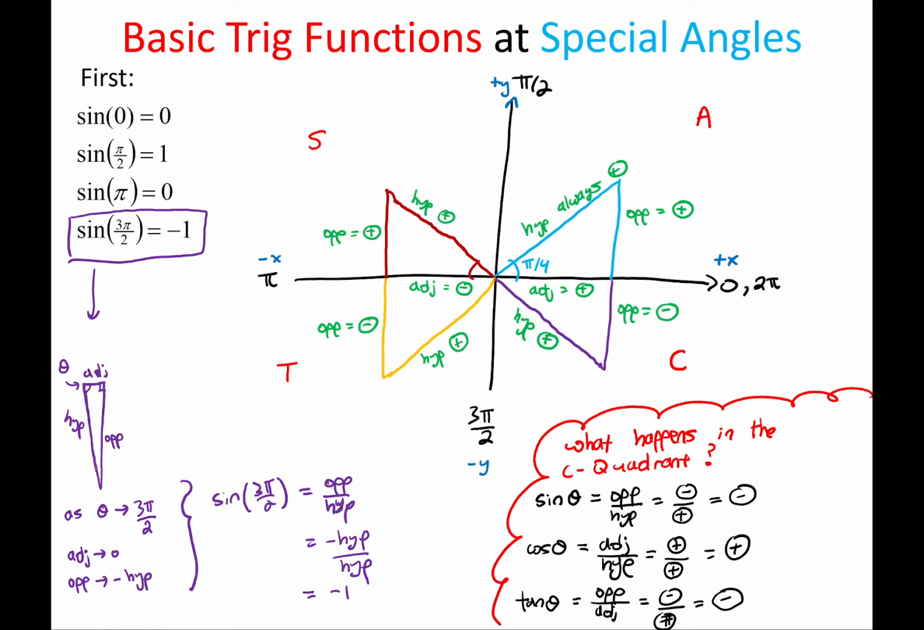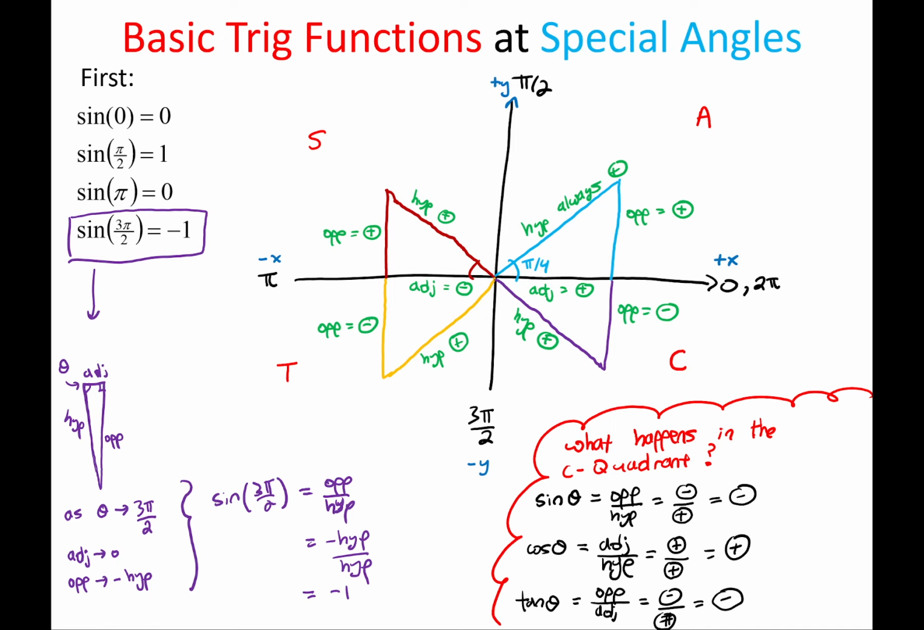If we move to the T quadrant, where the adjacent and the opposite are both negative, because they're the negative x and the negative y, then the sine is going to be negative, because it's opposite over hypotenuse. Cosine is going to be negative, because it's adjacent over hypotenuse. And the tan is going to end up being positive, because it's a negative quantity over another negative quantity, and the two negatives will cancel.